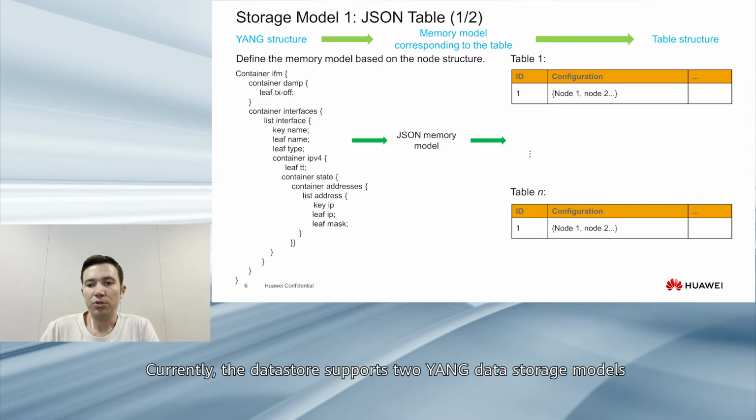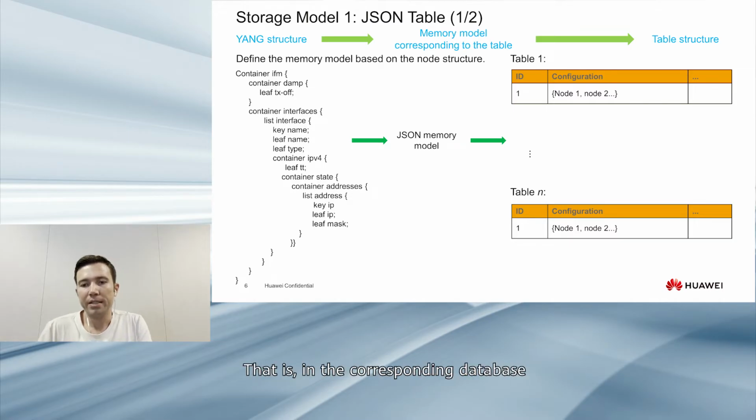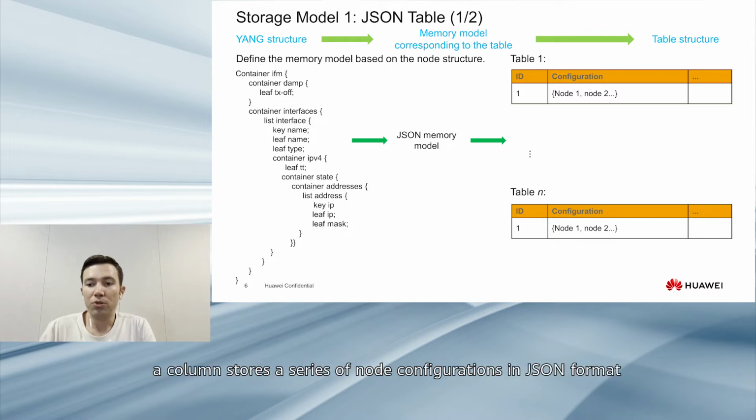Currently, the data store supports 2 Yang data storage models. One is the JSON table. In this model, Yang node configurations are stored in JSON format. That is, in the corresponding database, a column stores a series of node configurations in JSON format.